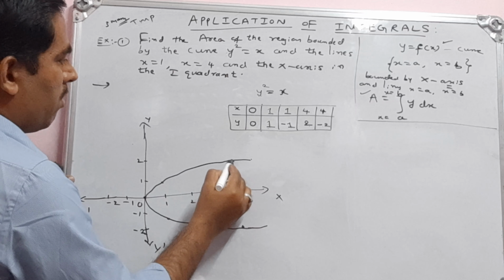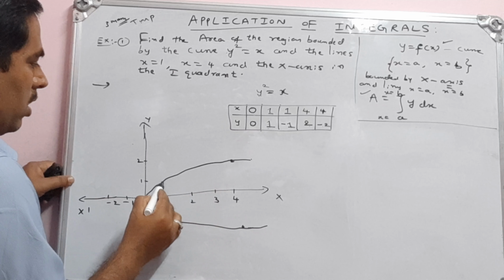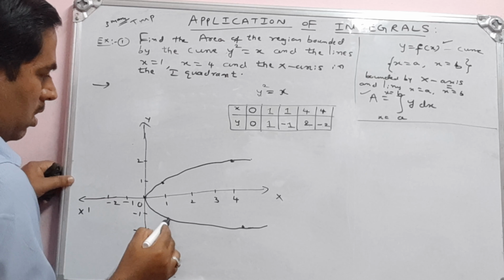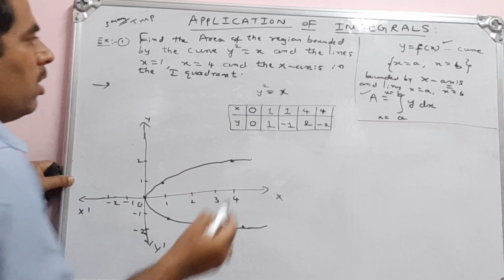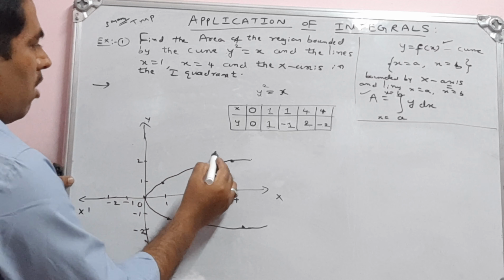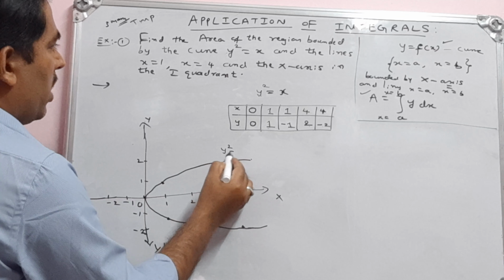So it is the graph. This point is here, this point is here, this point is here, and this point is here. This is the graph of y square is equal to x. We have drawn the rough sketch; we did not draw it on graph sheet. In the notebook itself, you can draw this.